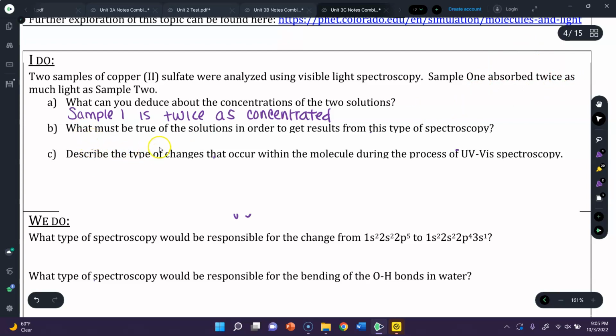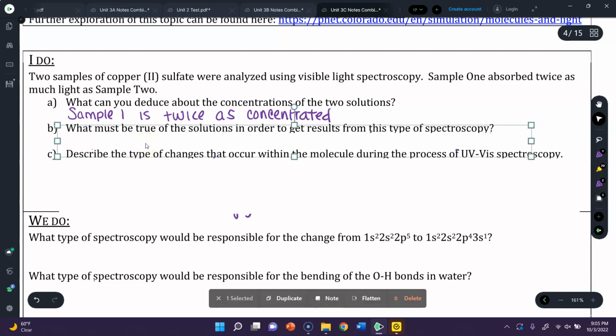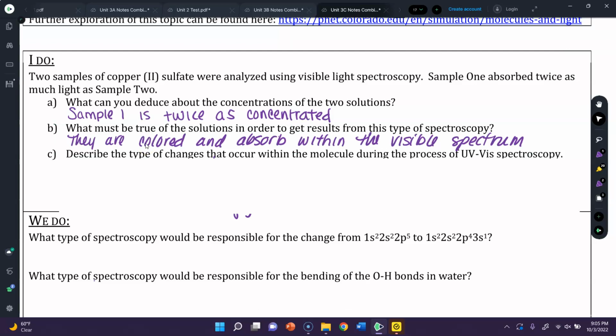Looking at B, what must be true of the solutions in order to get results from this type of spectroscopy? They both have to be colored, right? Ultraviolet and visible light spectroscopy only work on colored solutions, and they have to also absorb within that spectrum, so the light that they're absorbing must be within the visible spectrum.